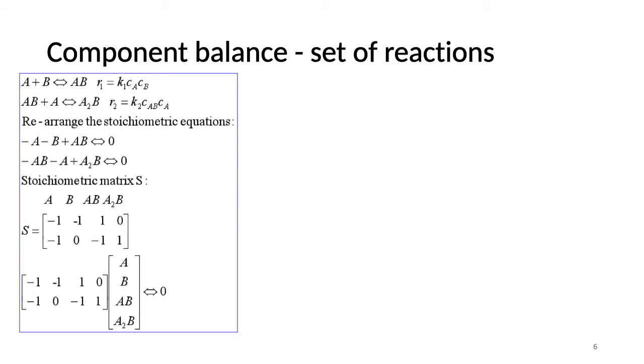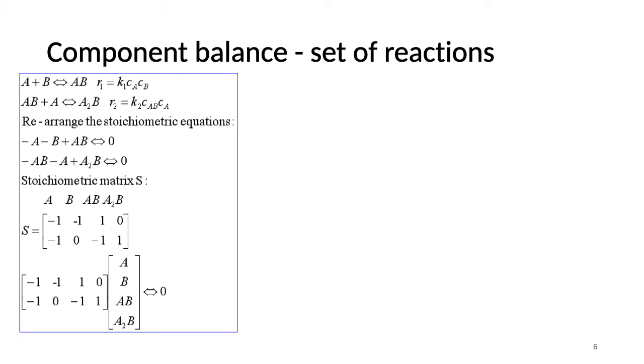What if we have a set of reactions happening inside the reactor? Assume there are two reactions taking place inside the reactor. A and B combine to form AB with reaction rate R1. AB and A combine to form A2B with reaction rate R2.